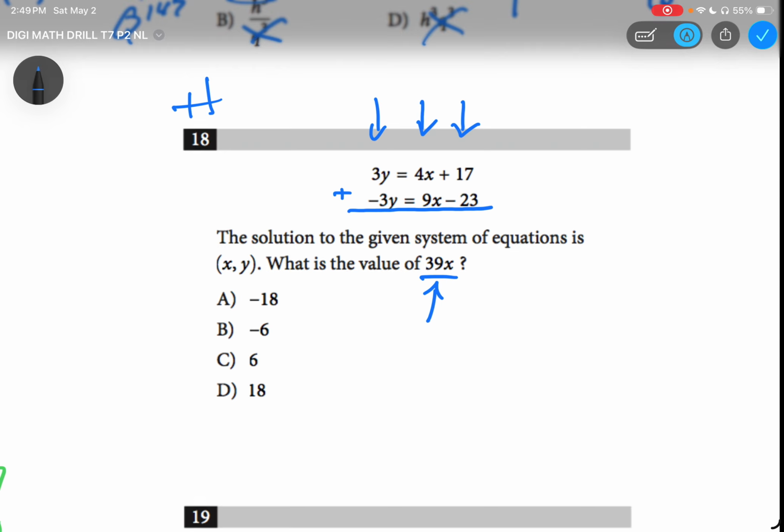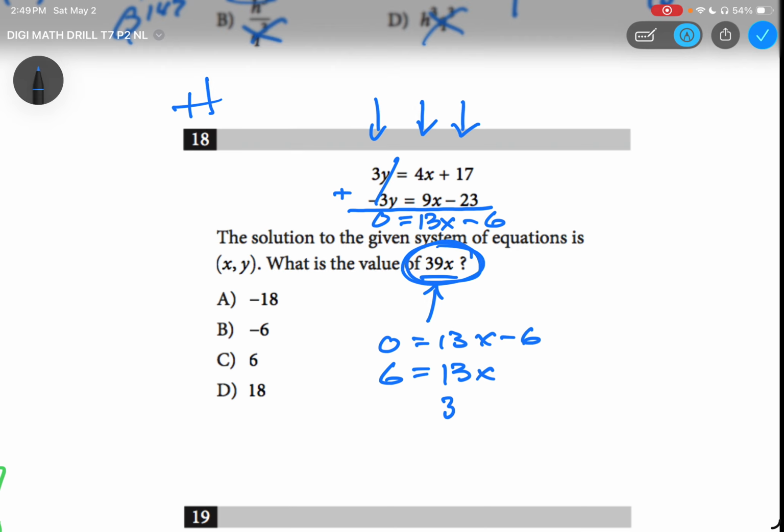So what is 3y plus a negative 3y? It's going to cancel out. That'll be 0. What is 4x plus 9x? That'll be 13x. What's a positive 17 plus a negative 23? That's going to be a negative 6. Now, if I took 0 equals 13x minus 6, and I added 6 to both sides, that'd be 13x equals 6. But the question is asking me not to solve for x, it's asking me what is 39x.